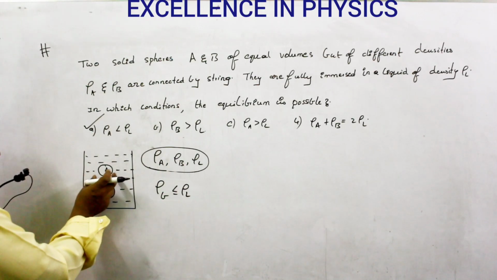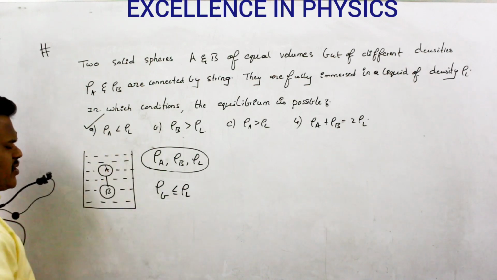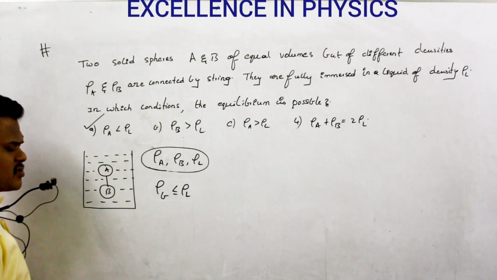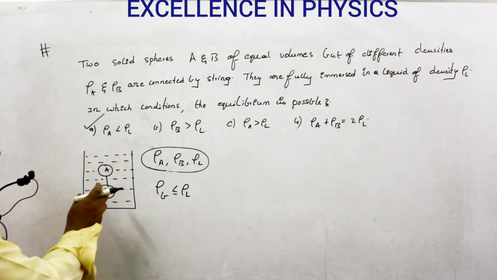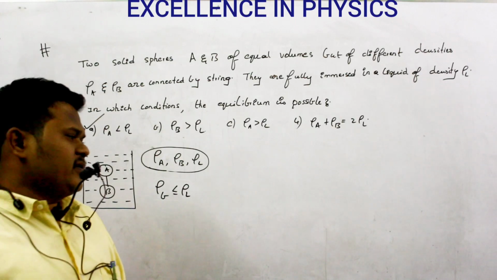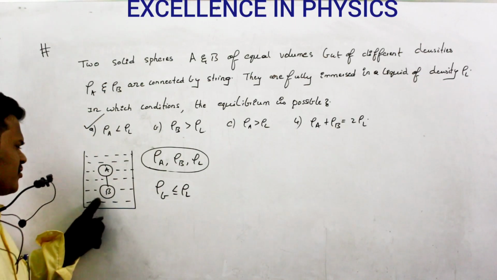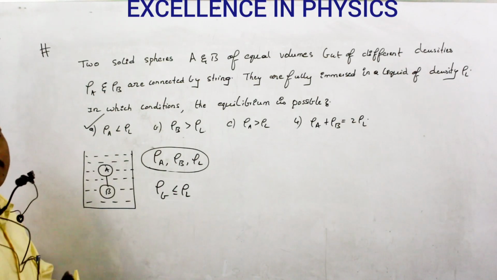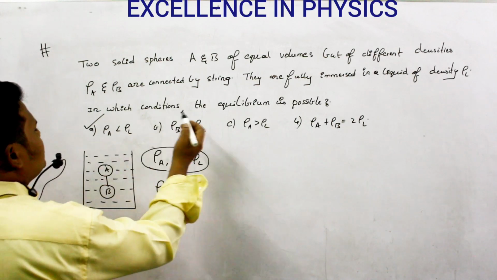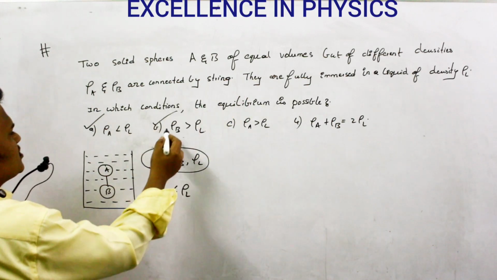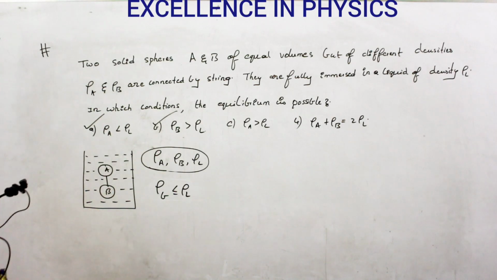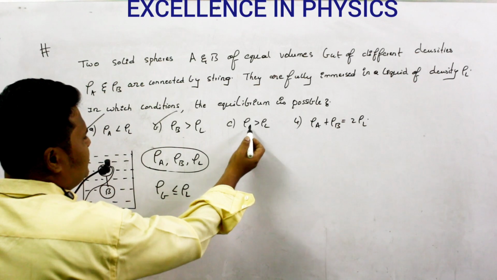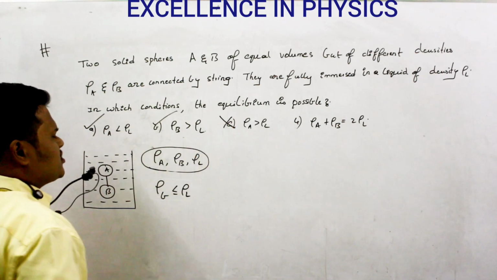Now this body is trying to move upwards, but it is not able to because body B is pulling it with a force called tension. It means that body B is trying to move inside the liquid. So definitely the density of B should be greater than the density of liquid, because only then will a body sink inside the liquid. So my second condition is also satisfied: density of B should be greater than density of liquid. Here an opposite statement is given, that the density of A is greater than the density of liquid. So this should be wrong.